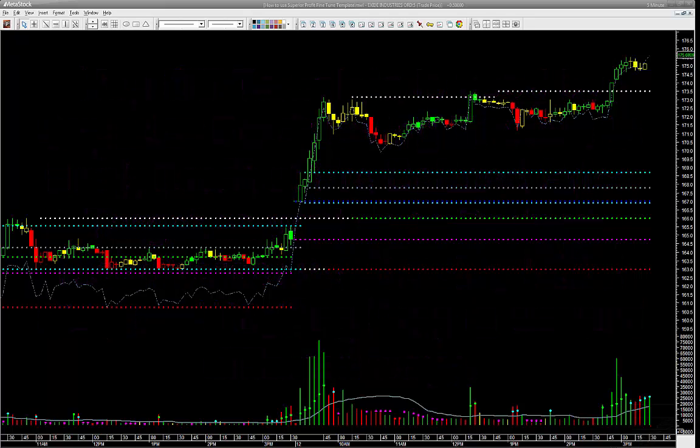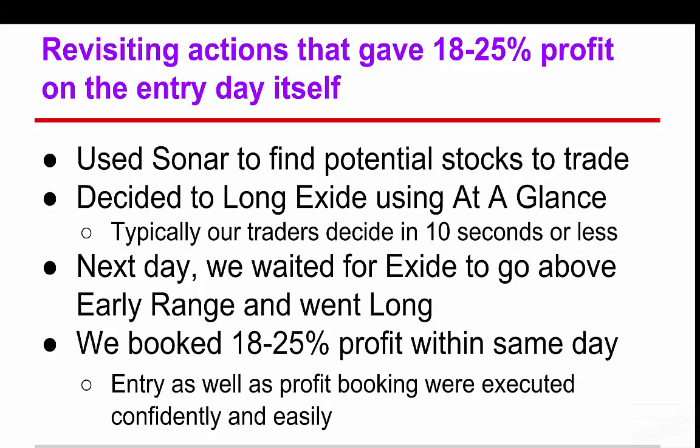Let's revisit the actions we took. What did we do to achieve this 18 to 25% profit within one day? First, we ran Sonar and saw that XI is a potential go-with-flow trend following trade. Sonar did the hard work for us. How long does Sonar take? Usually it takes only a few minutes a day to run Sonar.